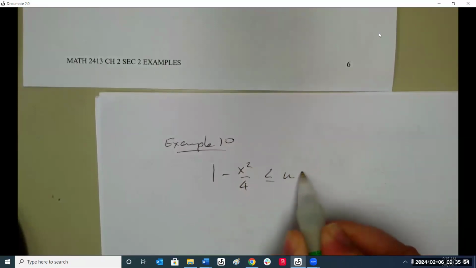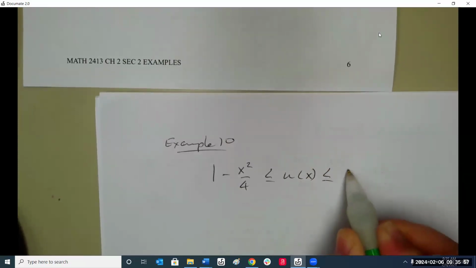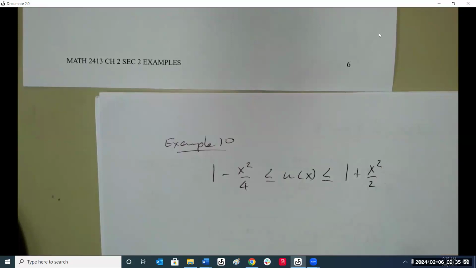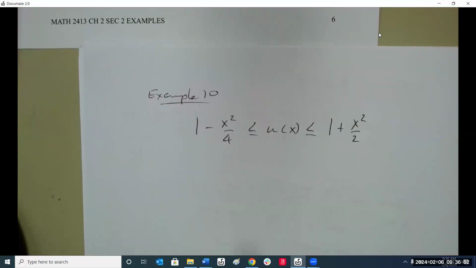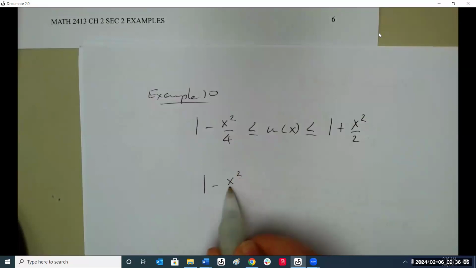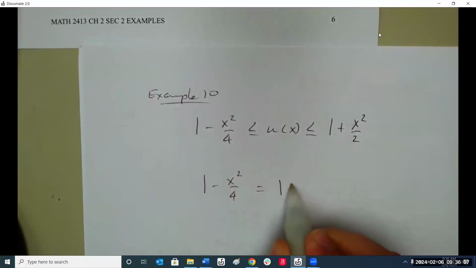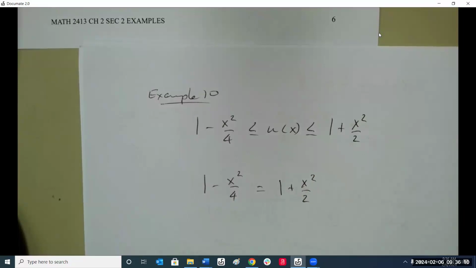One minus x squared over 4 is less than or equal to u of x, which is less than or equal to 1 plus x squared over 2. So the first thing we're going to do is, since we're given two functions, let's see where they're equal. If we subtract 1 from both sides, that's gone. So we have negative x squared over 4 is equal to x squared over 2.